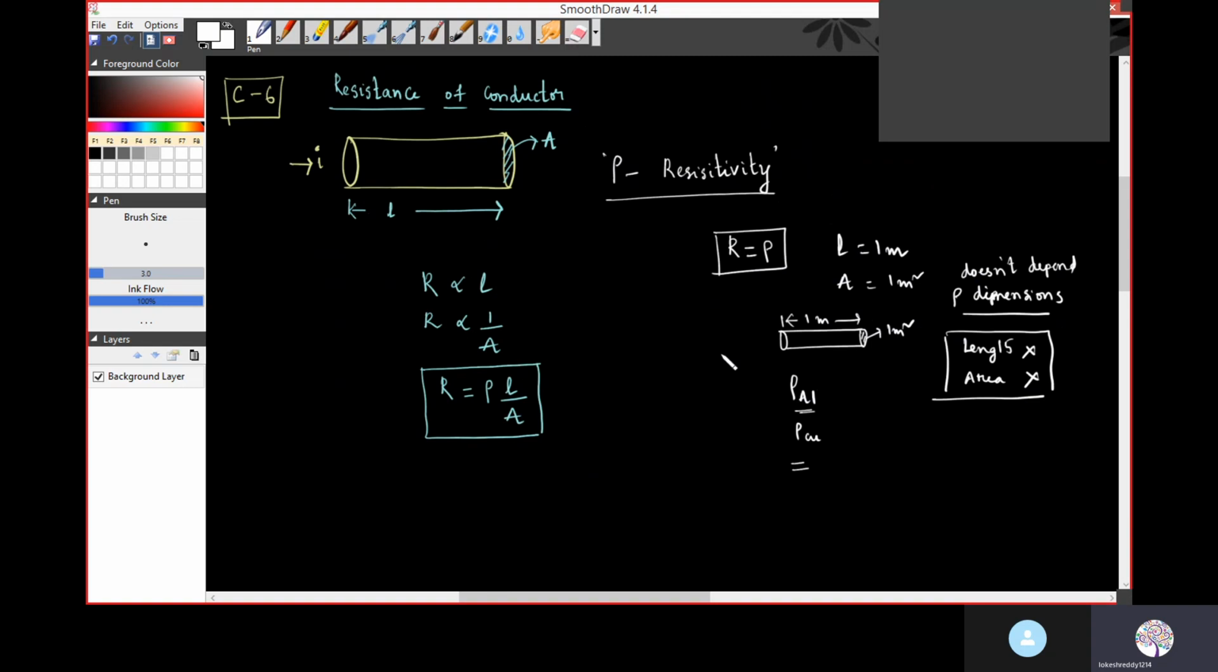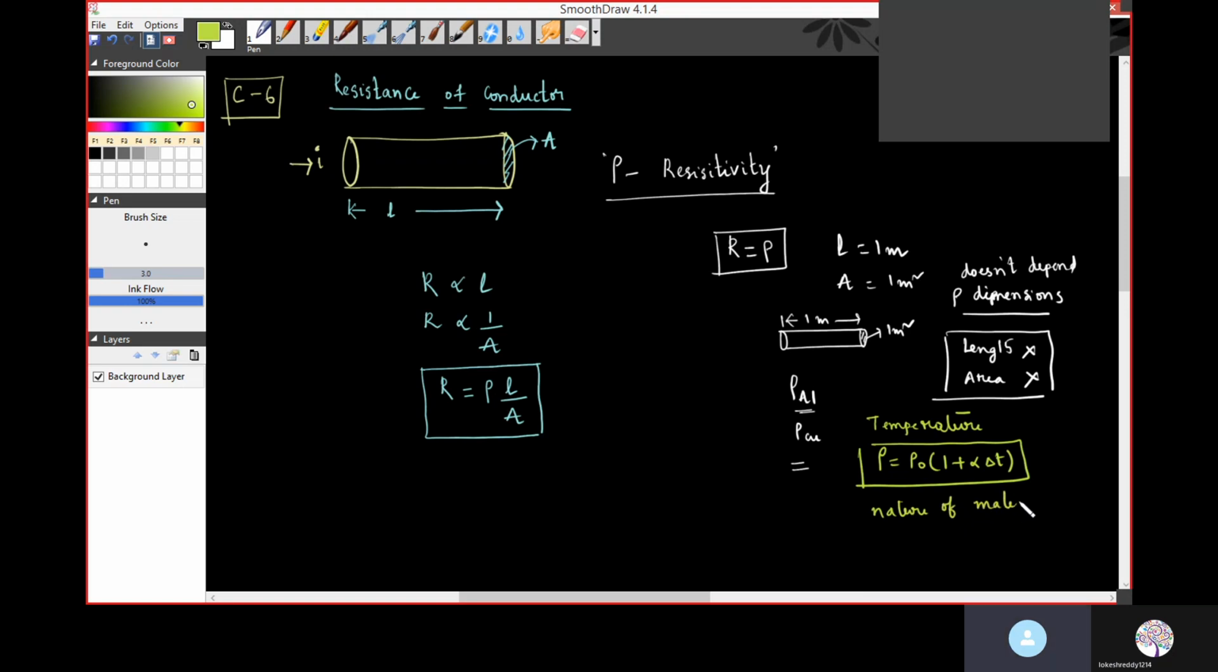And resistivity also changes with temperature. Rho is equal to rho naught into 1 plus alpha delta T. So it changes with temperature. It depends upon temperature and the nature of the material.